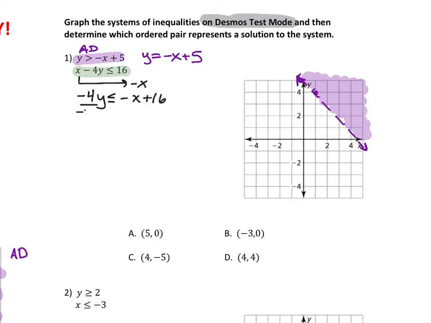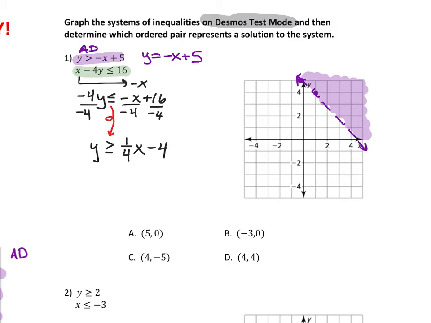I'm going to divide by -4 everywhere. And when you divide by a negative number and you're using inequalities, your spidey senses need to start tingling, because when you start dividing by negative numbers with inequalities, you actually have to flip that inequality sign over. So anytime you divide by a negative number in front of y, you flip that inequality sign. Just change the direction the mouth is open. This would be y greater than or equal to 1/4 x minus 4.